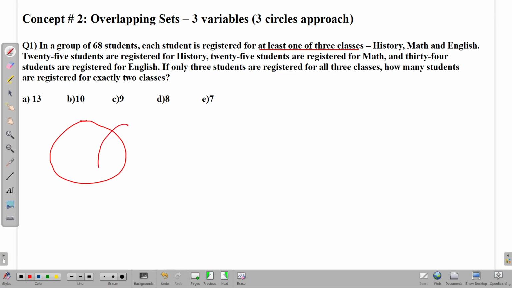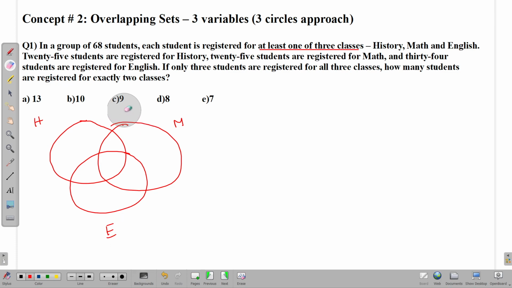We have to actually do it like this. Draw three circles. Let me call this history. Let me call this math. And let me call this English. Okay. So how do I do this? The important part in this kind of problem is naming convention, which is very convenient. If we have a consistent convention, you don't have to do it the way I do it, but be consistent.